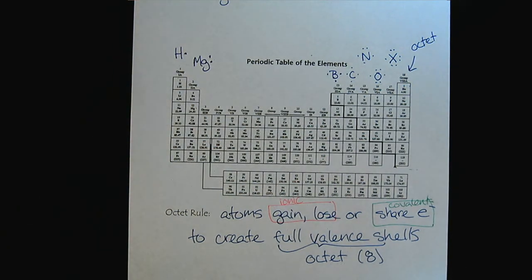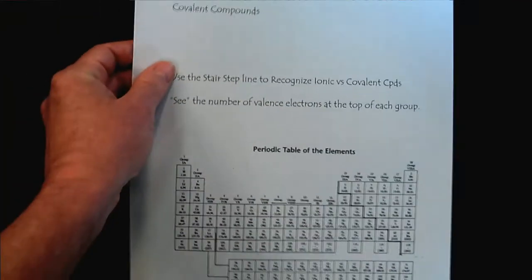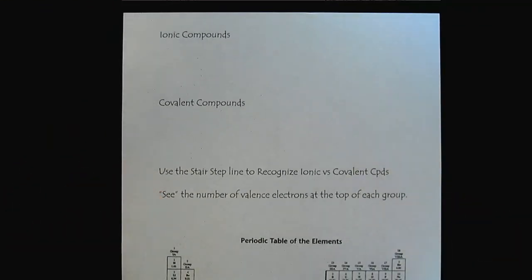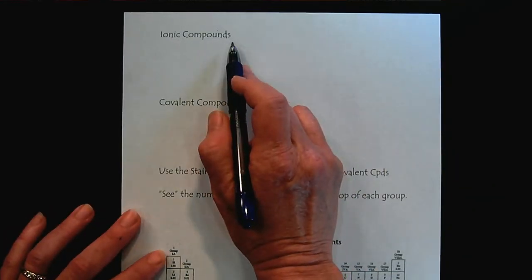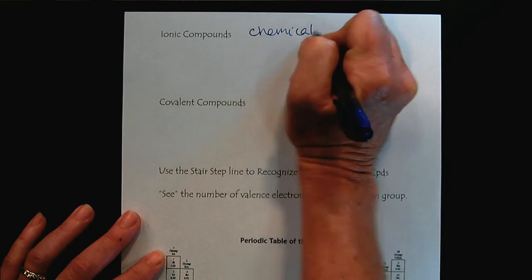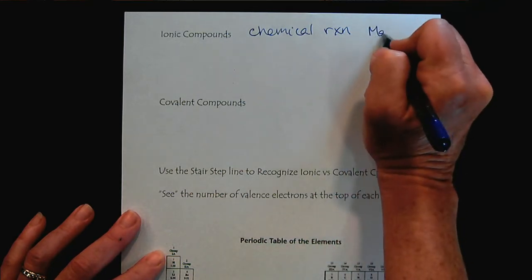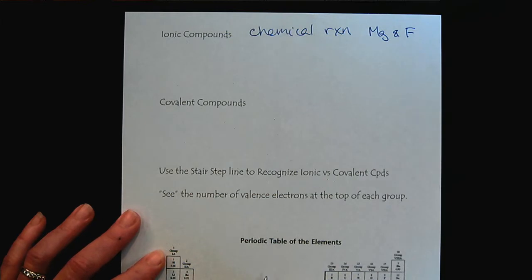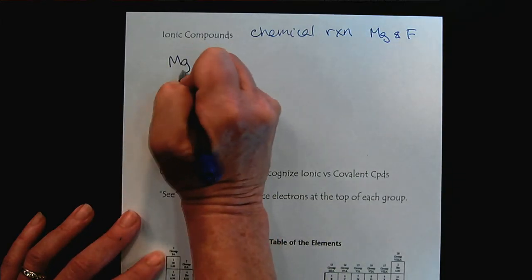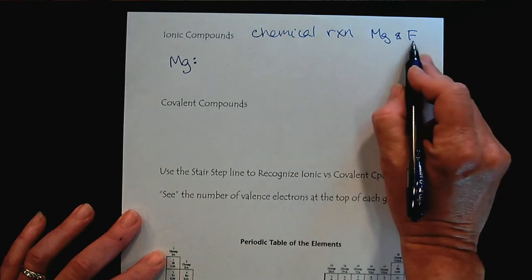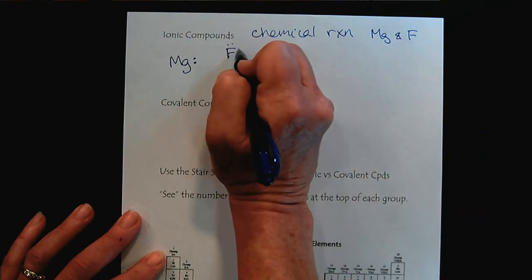So now let's take what we know about the valence electrons and apply it to the formation of these 2 different types of compounds. So for ionic compounds, it's actually a chemical reaction. So for example, if we wanted to look at the compound formed between magnesium and fluoride, we would write the Lewis structure for magnesium, and it was in the second column, so it has 2 valence electrons. Fluorine is a halogen, so it has 7.